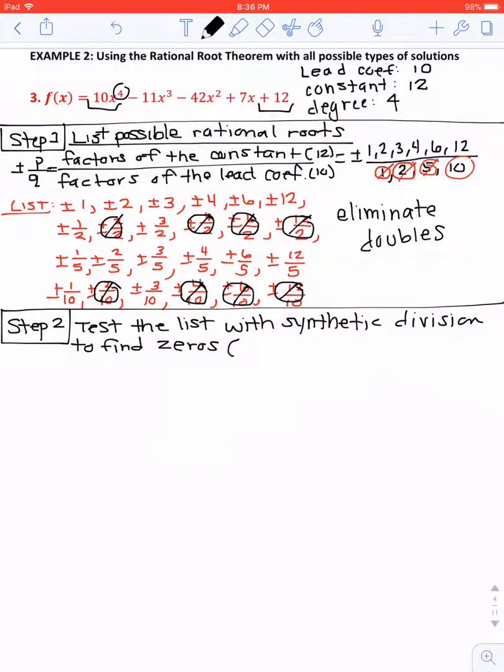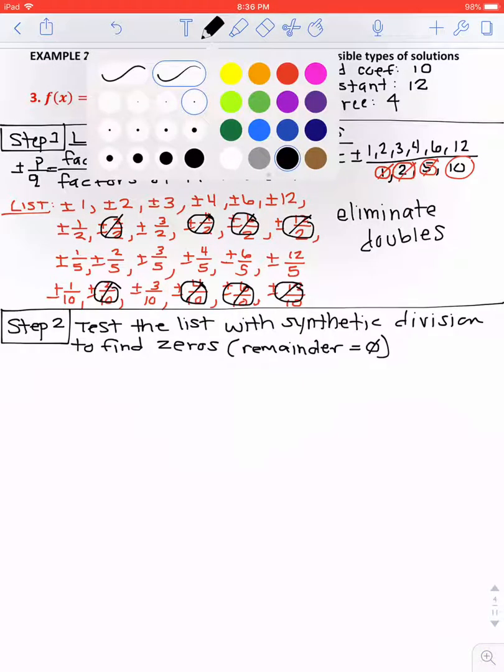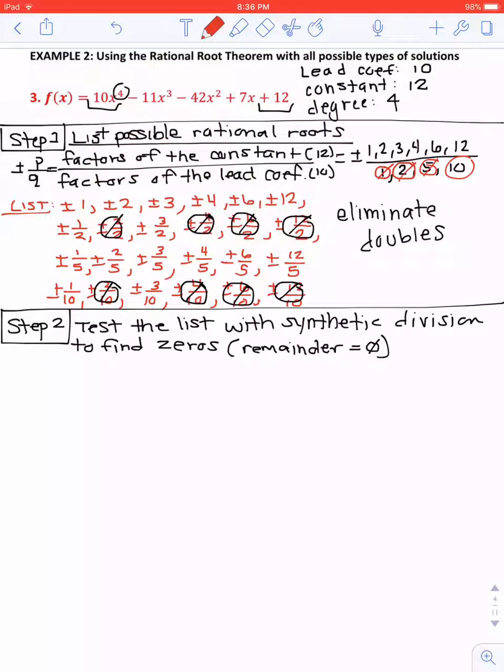And you know this when your remainder equals 0. So when your synthetic division ends in 0, you have found a 0. Okay, so what I do first is I start with the first column, so like the 1, 1/2, 1/5, 1/10, and then I move from there.